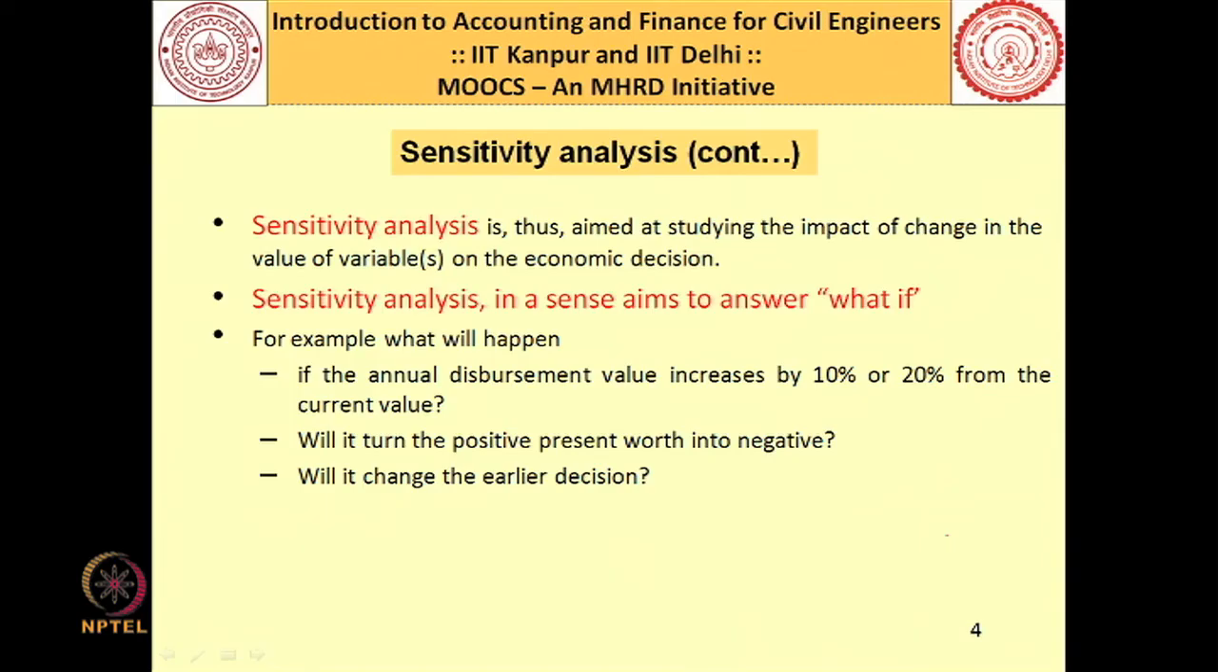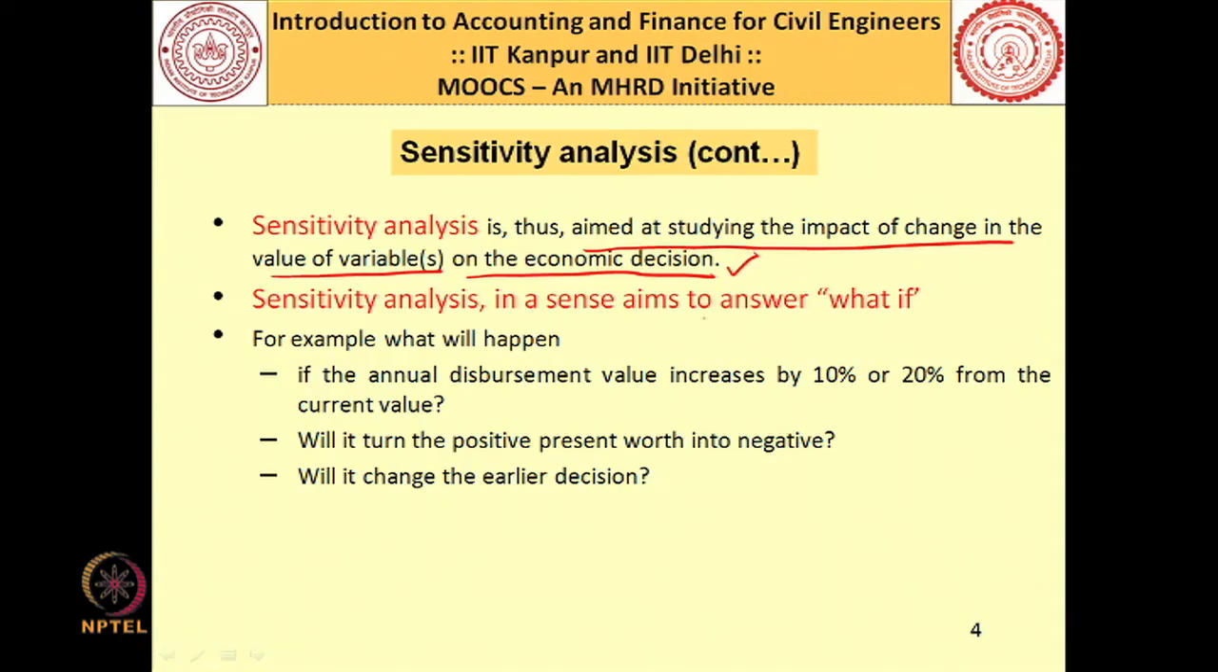If we try to find the objective of sensitivity analysis, basically it is aimed at studying the impact of change in the value of variables, which, as I told you, could be incomings, outgoings, interest rate, salvage value and so on, on the economic decision. The decision was, let us say, if we are using net present worth and we find net present worth greater than 0, we said okay, we can accept this alternative. So, we would like to know what will be the impact of changes in these variables on the economic decision.